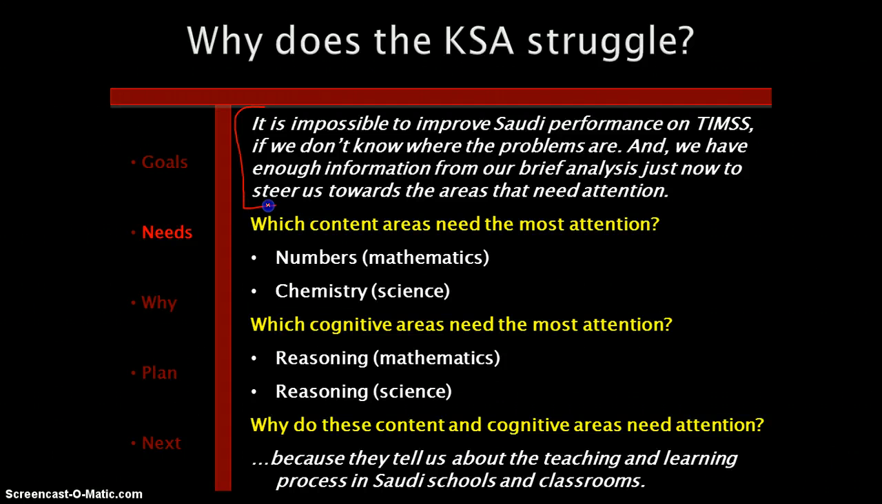So, it is impossible to improve Saudi performance on TIMSS if we don't know where the problems are. And look, just from our basic analysis here, we have enough information to steer us towards areas that need attention. We know which content areas need the most attention in math and in science. We know which cognitive areas need the most attention in math and science. Hey, guess what? Reasoning. That's an interesting consistency. And we know why these content and cognitive areas need attention, because they tell us about the teaching and learning process in Saudi schools and classrooms.